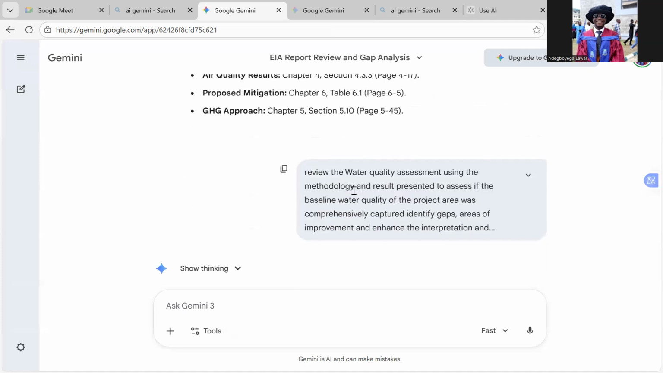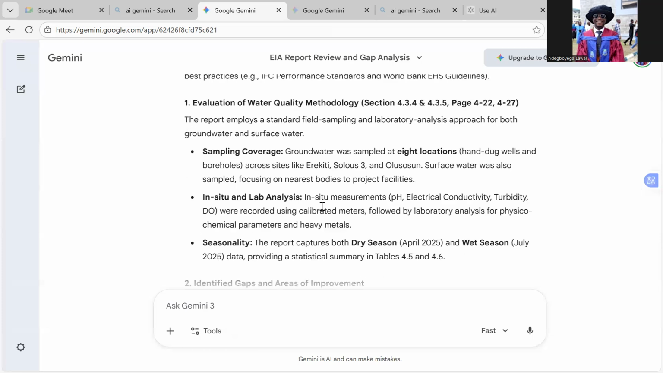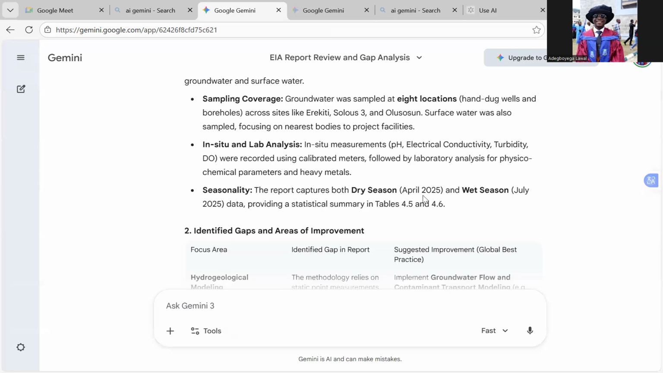So I did the same thing for water. I just repeated the prompt. I removed air quality and replaced it with water. For water, it says the sampling coverage is 8 locations, dug wells and borehole sites across Ireke, Solustri, whatever. Surface water was sampled, focused on the nearest water bodies, in situ labs. On seasonality, the report captured dry season in April, July, and wet season in July. This is a very good report. At least it has seasonal variability and is very balanced.